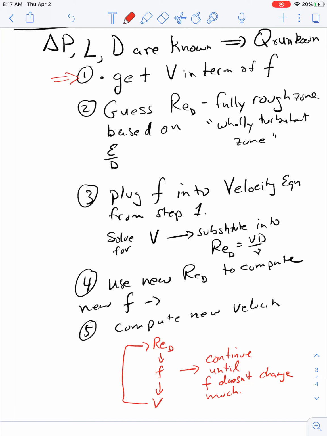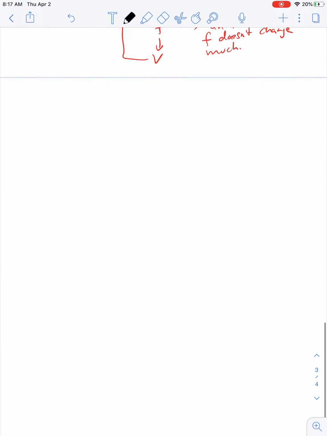And how much it changes and how long you'll continue to do it is going to be based on the problem at hand. And we'll do an example like this. Okay, so that's type 3. Then the last type that we'll talk about here, type 4.